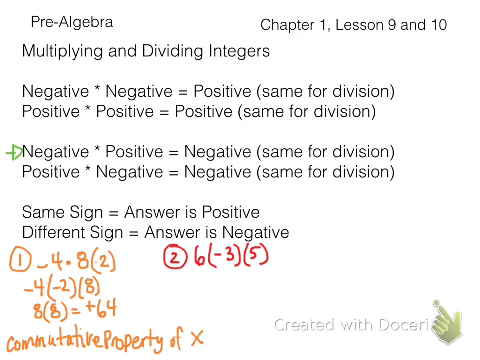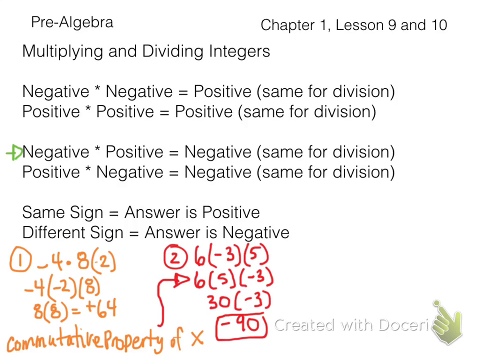Alright, next problem. We have 6 times negative 3 times 5. Commutative property to get the positives next to each other. 6 times 5 is 30. 30 times negative 3. Again, that was the commutative property of multiplication. 30 times negative 3 is negative 90.